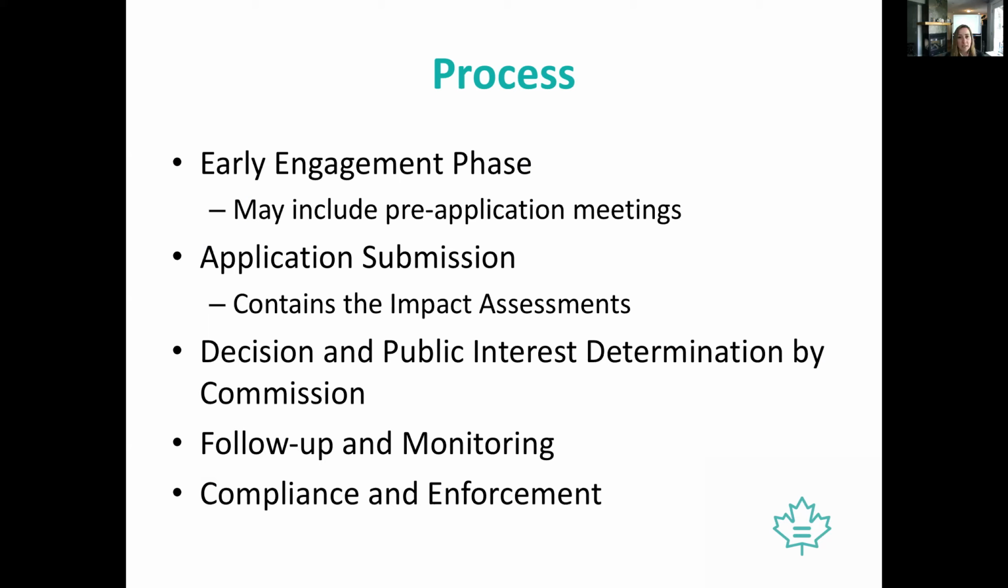Then you submit your application, which contains the impact assessments, and then there's the decision and follow-up and monitoring and compliance and enforcement. As noted in the filing manual, the depth of analysis, and that includes the GBA Plus analysis, should be commensurate with the nature of the project and the potential for effects. So essentially, it's tailored to the scale and the complexity of the project, the potential interactions and impacts, and the nature of the public interest. And we know public interest is very high on this topic.